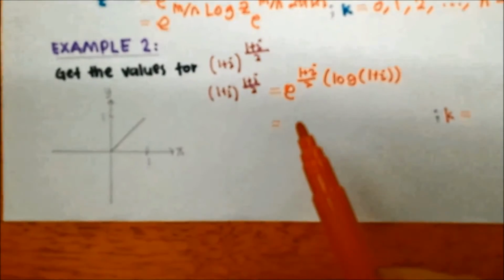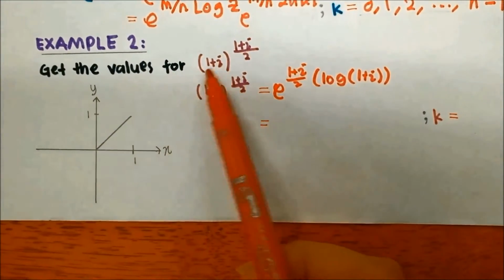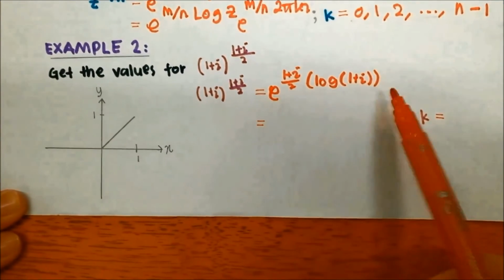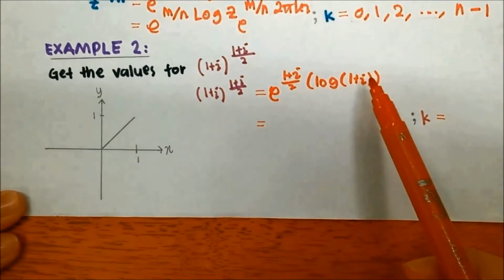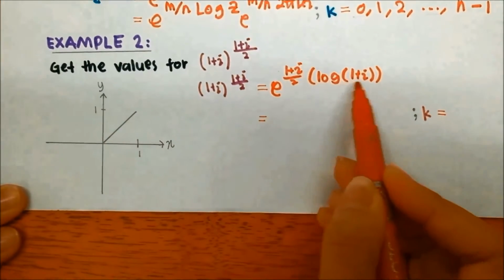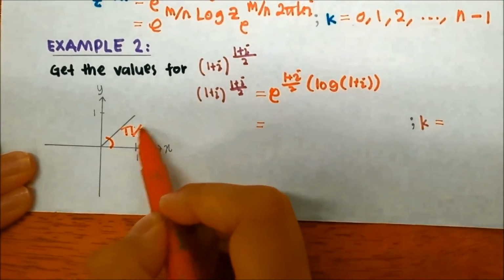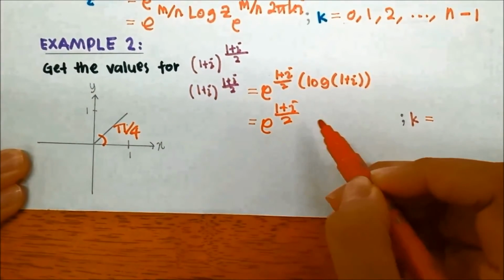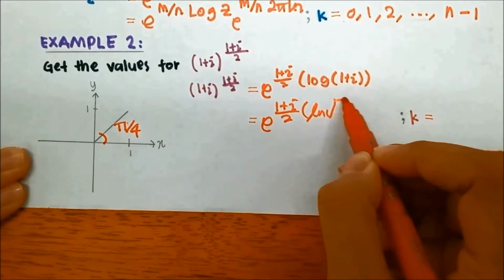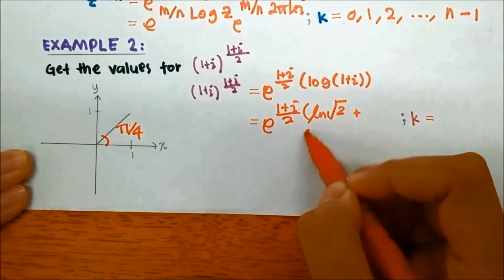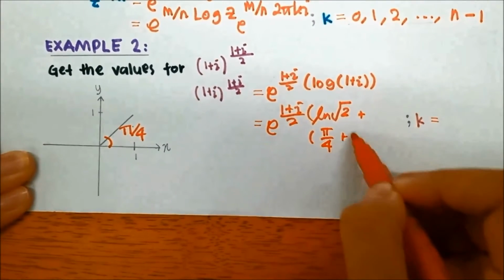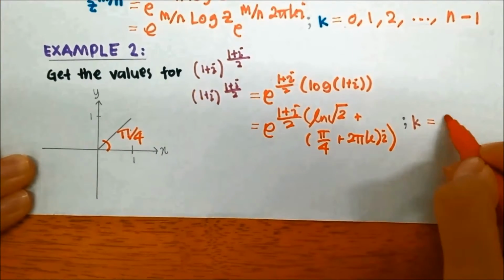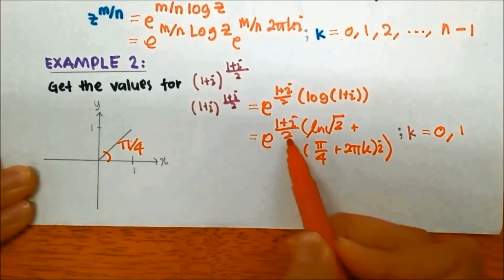Now, let us look at example 2. Get the values for (1 plus i) to the power of (1 plus i) over 2. This is equal to this, and then we solve for this part. We know that the argument for 1 plus i is equal to pi over 4. And then we get e to the power of (1 plus i) over 2 times (ln root 2 plus pi over 4 plus 2 pi k i). K is 0 and 1 because the n here is 2.